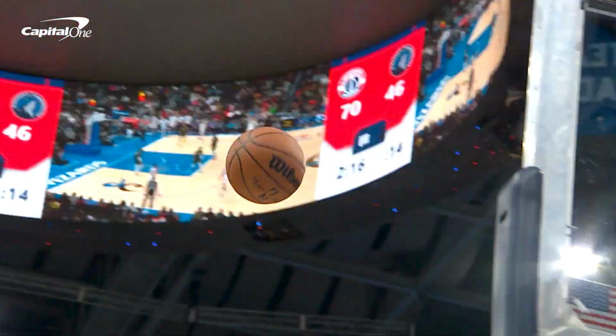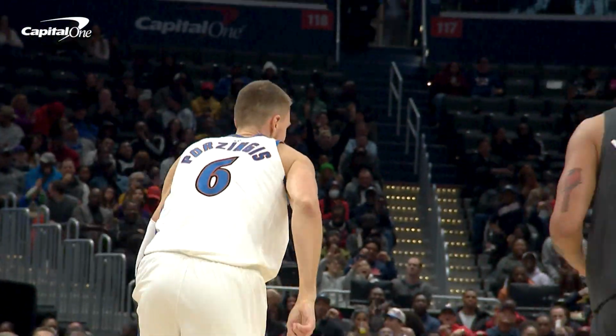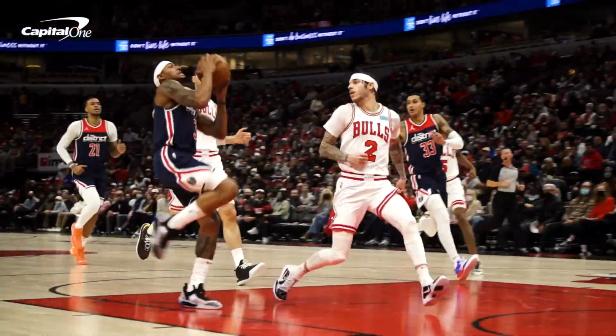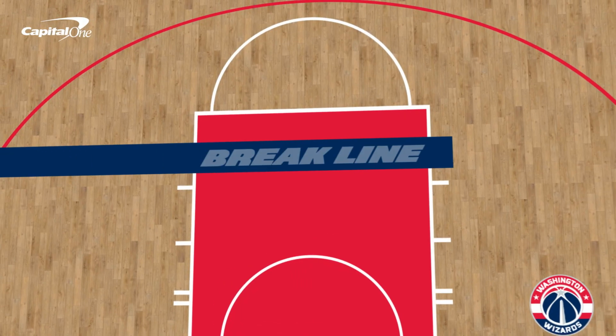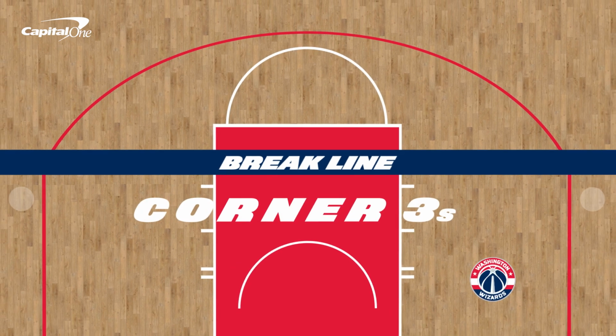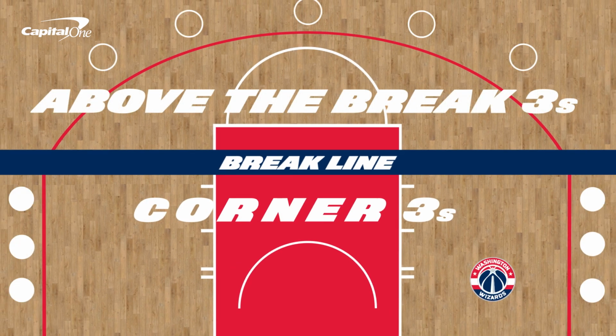And so there are certain areas on the floor that are higher value, and there are certain areas on the floor that are lower value. The areas on the floor that are the highest value are first going to be at the basket. The second is going to be corner threes. Next is going to be your above the break threes, and then you get into your paint and mid-ranges last.